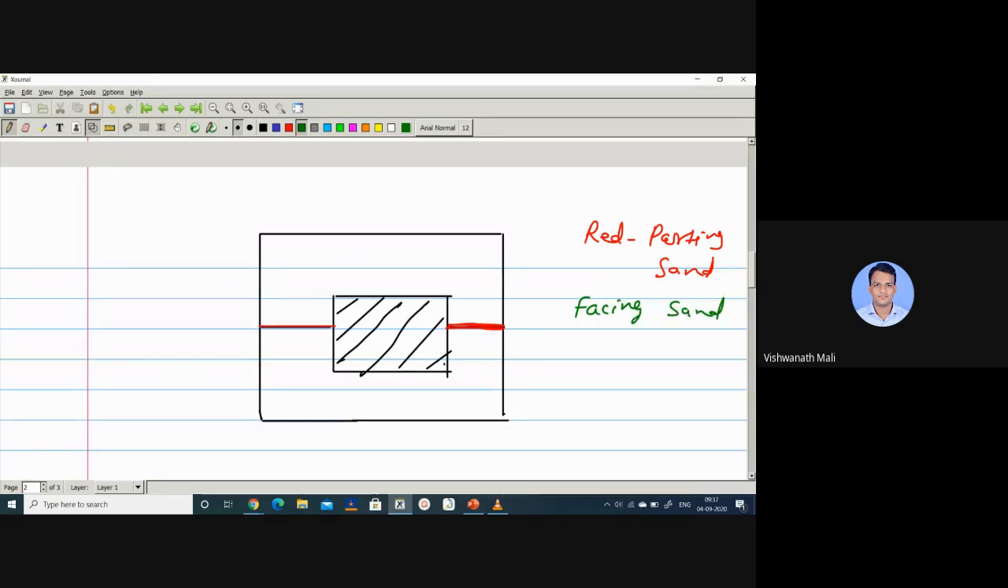Now we will see the facing sand. Facing sand is the sand which is near the face of this pattern. I am drawing randomly, so it will be like this. There is no particular shape for this facing sand. So why do we do this? I will tell you.